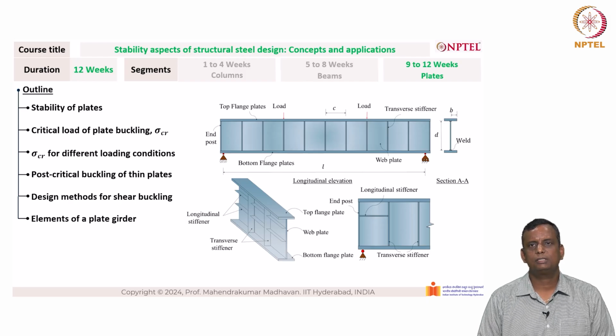Unfortunately, these cross sections cannot be used when the load demand is very high, so you need to go for a plate girder. A plate girder is basically a built up section. You take the plates, cut them and weld them. This is very common in the pre-engineered building industry. The welding is done by what is known as submerged arc welding.